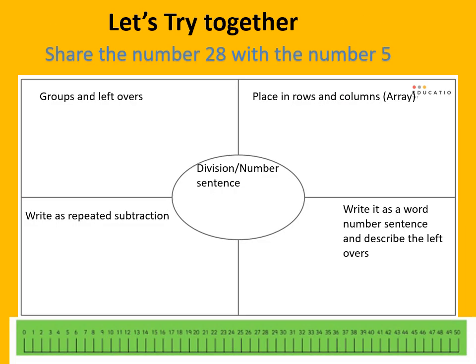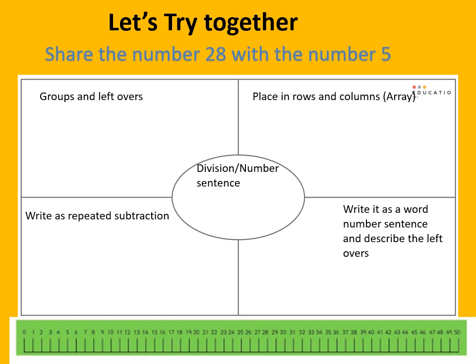Okay, let's try this one together. Share the number 28 with the number 5. So in your Jamboard, I've also included this number line, so you'll be able to practice this using a number line. When we come to numbers that are a little bit hard to count back from, like 28, counting back by 5s can be a little bit tricky. So using a number line that has numbers on it will be a lot more helpful, so that you can actually count back by 1s instead of counting back by the whole 5, if that makes it a little bit easier. And then you can write your repeated subtraction.